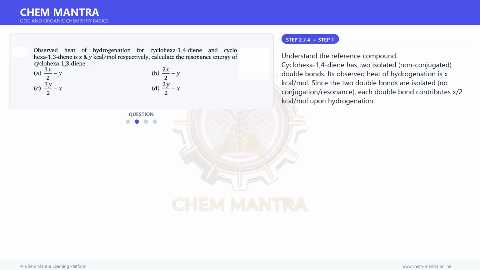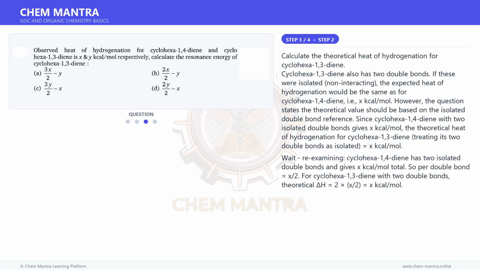Understand the reference compound. Cyclohexa-1,4-diene has two isolated, non-conjugated, double bonds. Its observed heat of hydrogenation is x kcal/mol. Since the two double bonds are isolated, no conjugation resonance, each double bond contributes x/2 kcal/mol upon hydrogenation. Moving on to the next step.